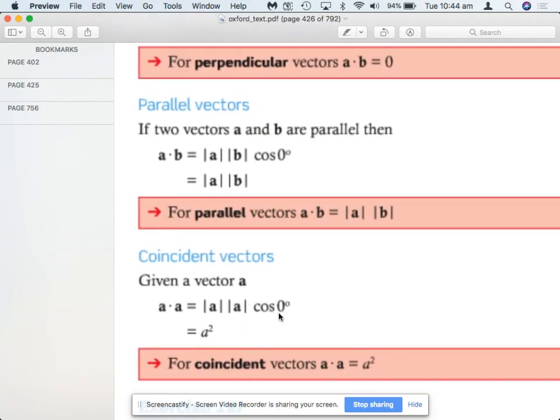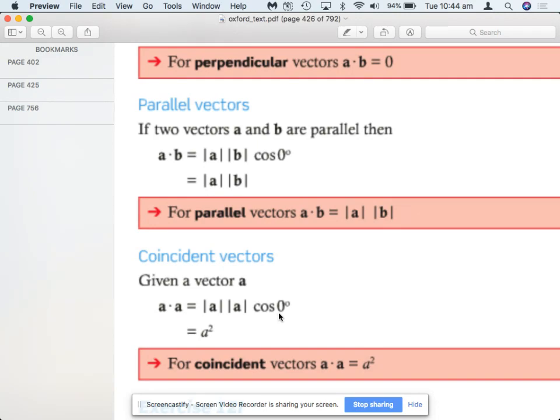Parallel vectors, so they're going in the same direction, then the angle between the vectors is 0, and the result is as follows there. The scalar product will just be the product of the magnitudes. And that third one there is not coincident vectors, but coincident vectors.